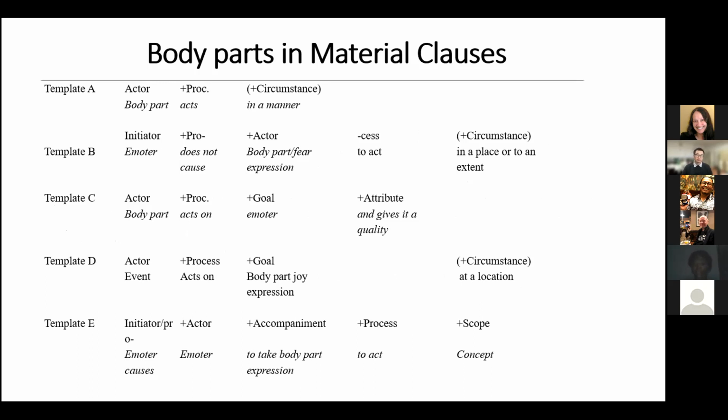Okay, so I begin with the material process, and then I have these templates for material process. I have 5 templates for both fear and joy. In template A, we have body parts as performing actor, realizing actor. In template B, we have the body part expression also as actor again. In template C, body part is still actor. In D, body part is go. And then in E, body part is accompaniment. So these templates reflect both transitive and intransitive material clauses.